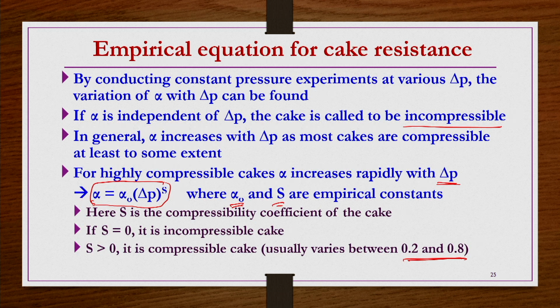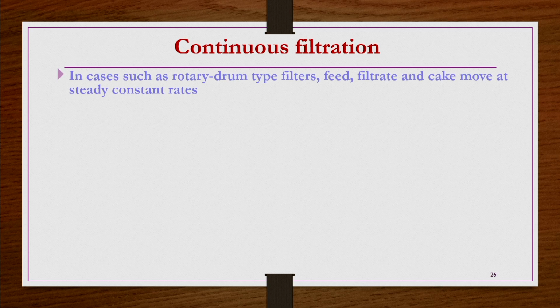Whatever equations we have had till now for compressible and incompressible cake are for constant pressure filtration, but batch process. Now, these same equations we can modify or rearrange in a different way, so that we can use them for continuous filtration, but at constant pressure. Constant pressure filtration, but continuous process. Continuous filtration occurs in cases such as rotary drum type filters; there are different types of industrial filter equipment, and some of them we are going to see in the next lecture.